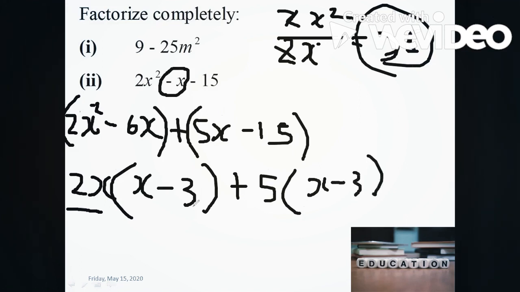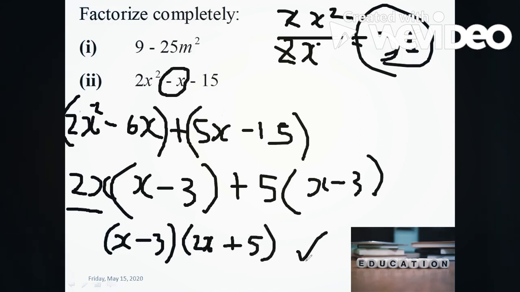Now, you notice that these two brackets here are the same. As a matter of fact, whenever we are factorizing by grouping, those two brackets have to be the same. So what we're going to do here now is that because these two are like terms, so to speak, we're going to take them out as a factor. And what's left back is 2x plus 5. And that's our answer.